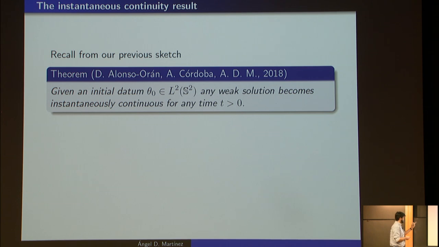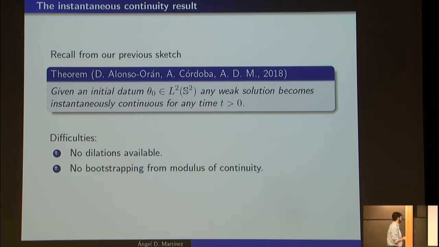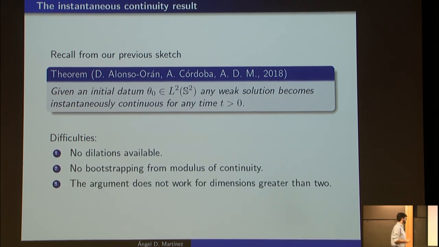Before that, let me mention some of the difficulties of proving this in comparison with the work of Caffarelli and Vasseur. One of them is that there are no dilations available. There is no bootstrapping from the modulus of continuity. So the modulus of continuity will be very bad, and there is no way we can just prove this and something even better than that. The third one, it seems to break at dimension 2. I think we can improve this. Probably we were sloppy at some point. But anyways, we were interested in the two-dimensional case.